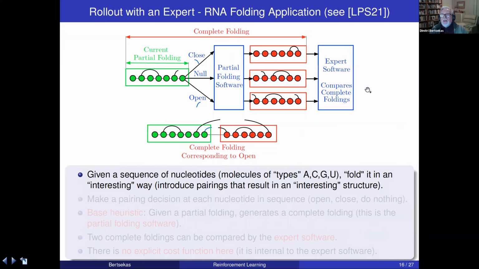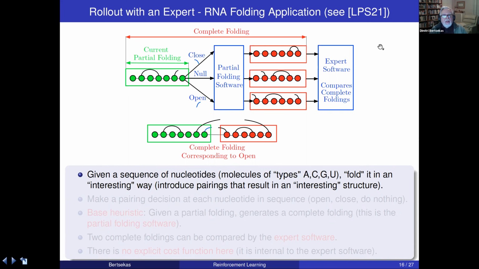So here's an application of this, and I was involved in this application. It involves RNA folding, and this is a reference that you can find in your class notes. It's a 5-author paper. It came out just very recently, together with 4 ASU colleagues.